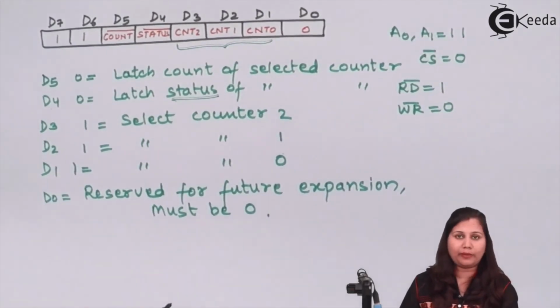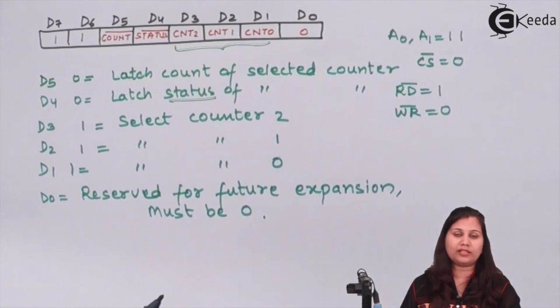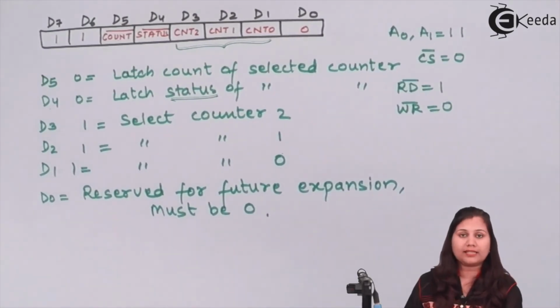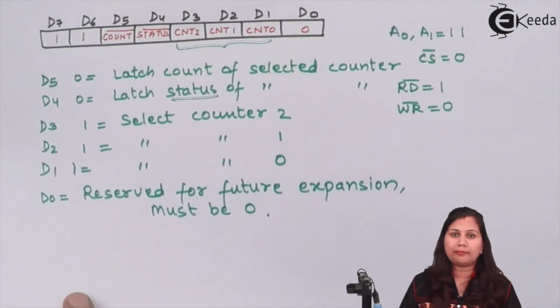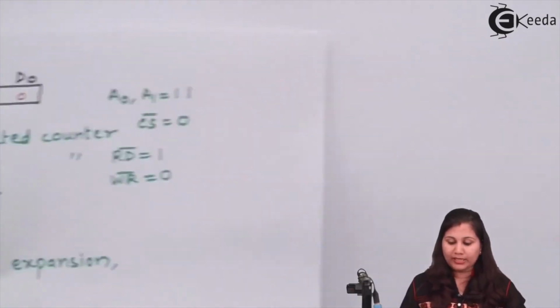So these are the three operations, the three methods by which the status and the count value of the counters, counter 0, counter 1 and counter 2, can be read by the microprocessor. Now, we have studied the control register, the control word, the operational modes, and the methods of reading the counter. So now we are left with the status register of the 8253. So let's see the control word of the status register.